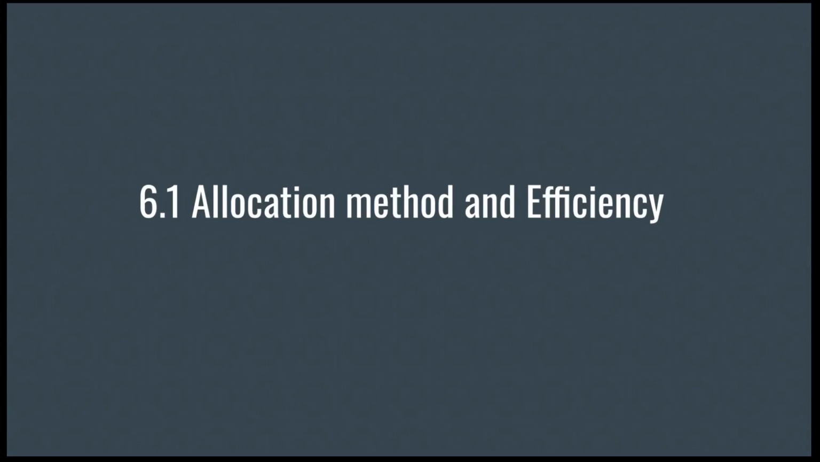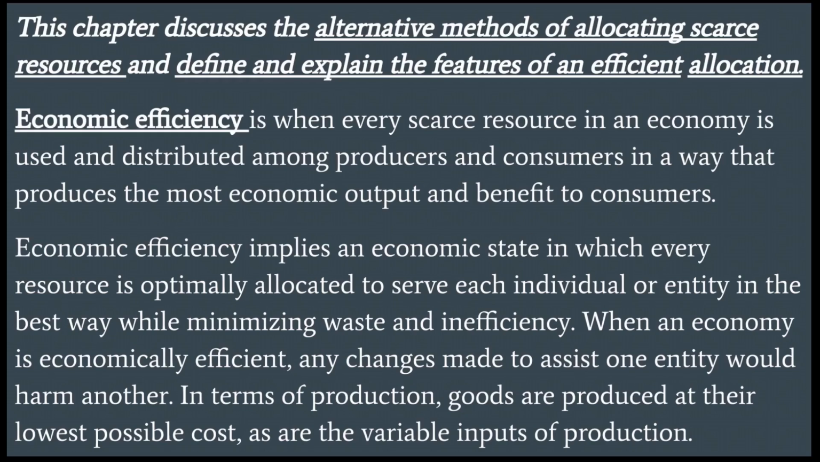6.1 Allocation Method and Efficiency. This chapter discusses the alternative methods of allocating scarce resources and defines and explains the features of an efficient allocation.